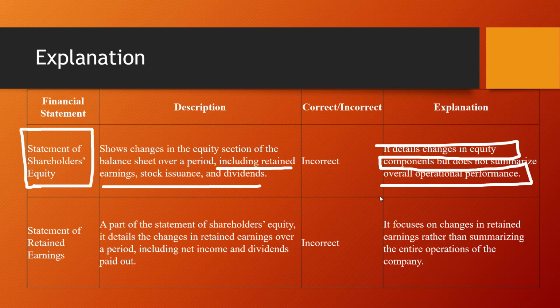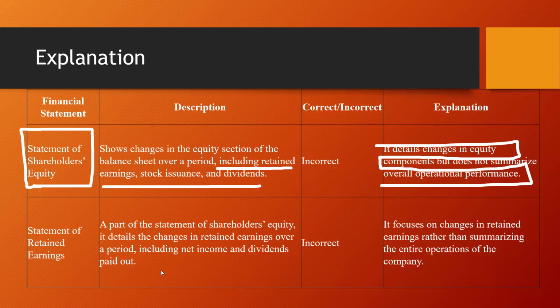For example, if you issue new stocks, if you buy back, if you have retained earnings, if you issue dividends, it will have an impact on the statement of shareholders equity. And if you go for the statement of retained earnings, it forms part of the shareholders equity. It shows the changes in the retained earnings over a period of time, including the net income and dividends paid out. If the company has been running for the last 10 years, it has an accumulated value of net income.